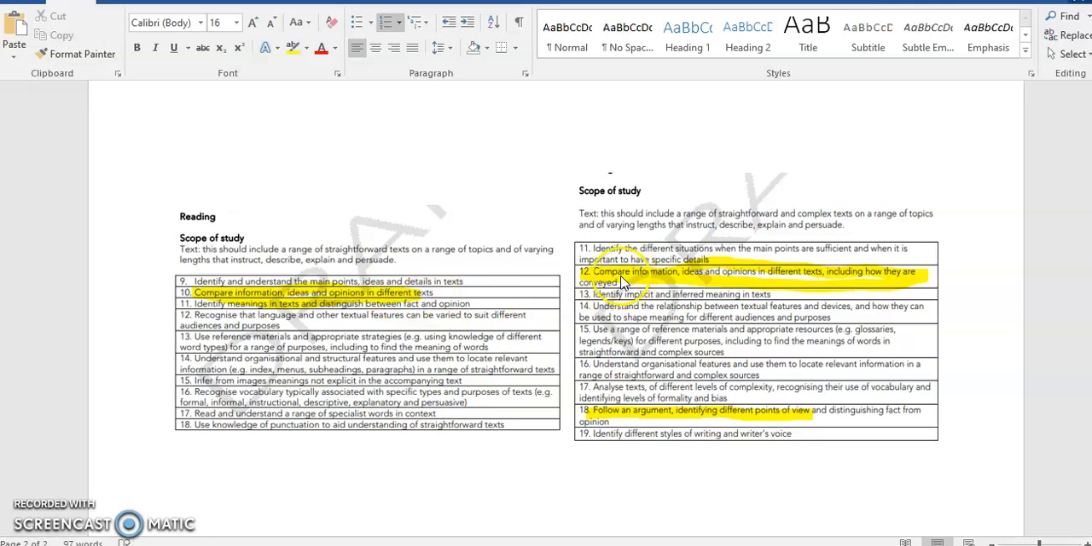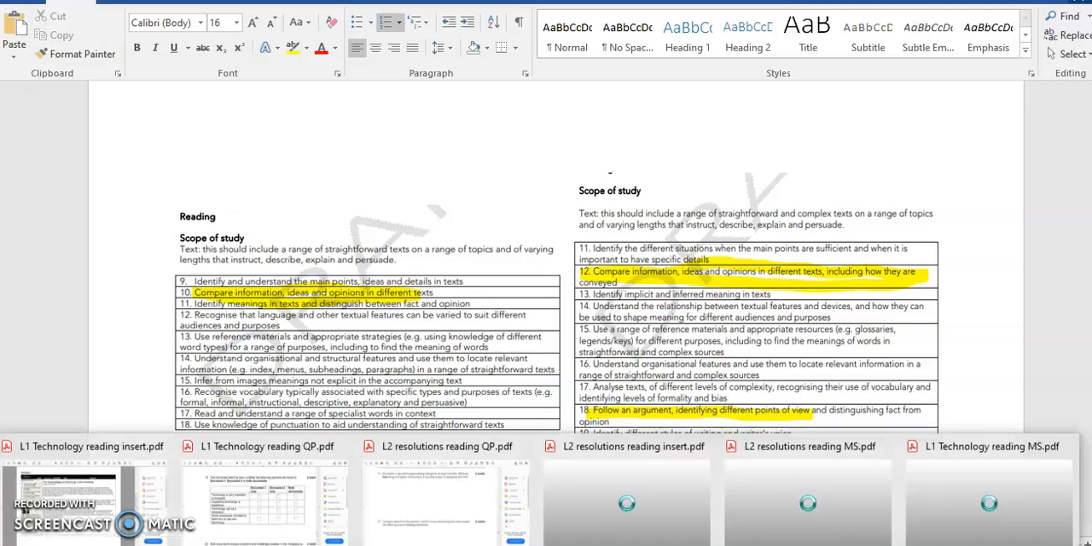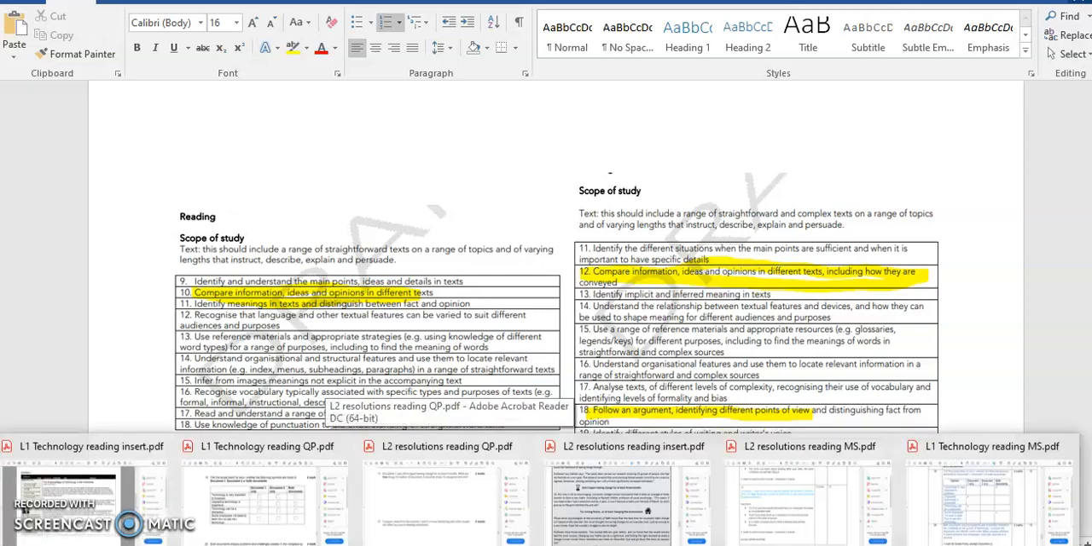Level 2 here is asking us to compare information, ideas and opinions in different texts, as well as including how they are conveyed. And it's also going to be a little bit about this as well, because at level 2 we're not expected to necessarily be given these opinions we're comparing, and we'll have a bit of a look at that later when we look at the papers, but we're also going to have to identify those points of view as well. So that does make it a little bit different. So let's have a look first at level 1.